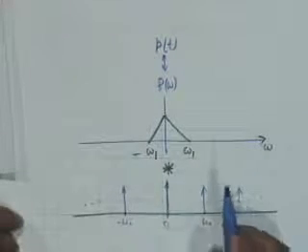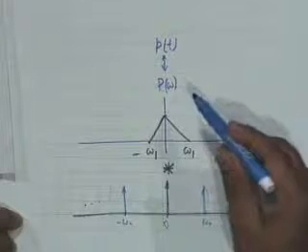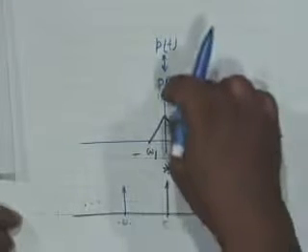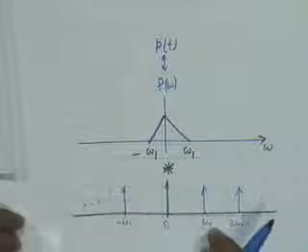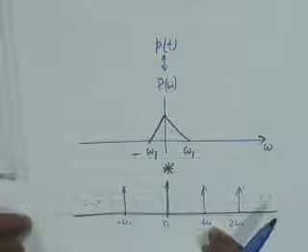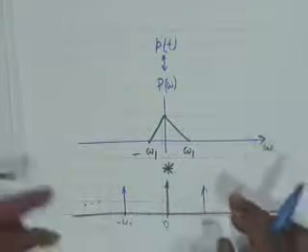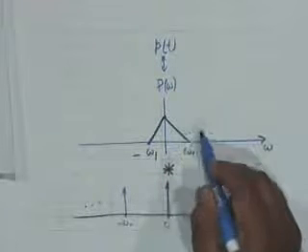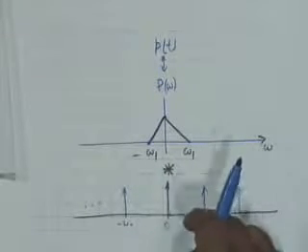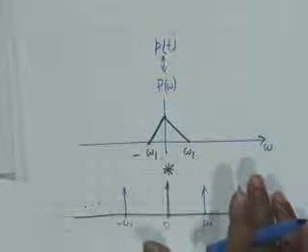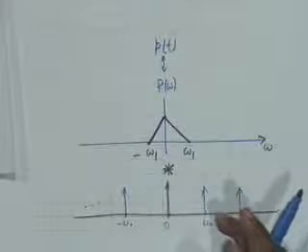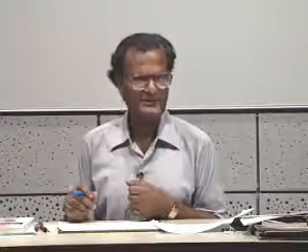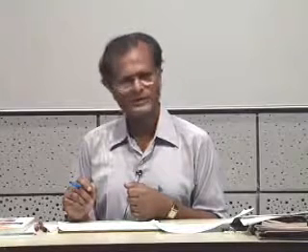Obviously, the convolution would be P of omega convolved with delta omega is simply P of omega. P of omega convolved with delta omega minus omega naught would be P of omega minus omega naught, and so on. So, what happens is this spectrum, by convolution with a chain of impulses in the frequency domain, is converted into a periodic function, isn't that right? Which repeats at regular intervals of frequency, and this interval is equal to omega naught.